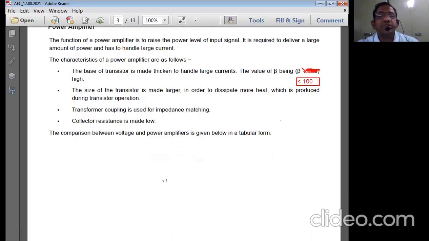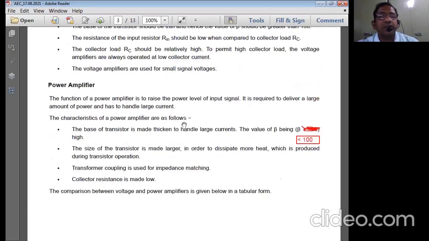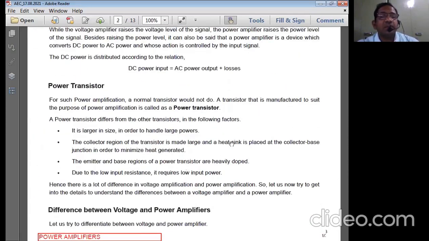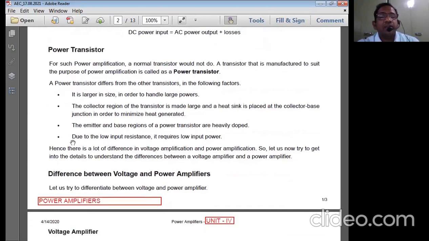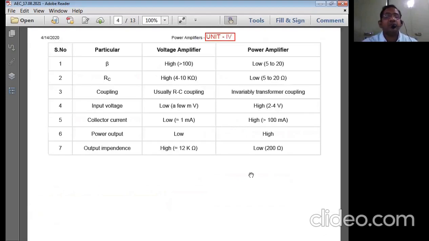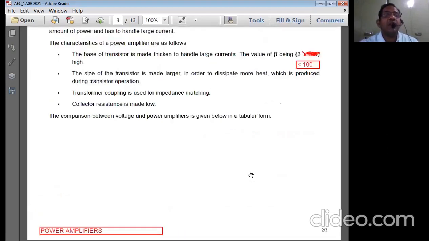So these are the basic characteristics of the power amplifier circuit. And there are some constructional features of the power amplifier. The size is going to be more, and the collector base has to be connected to the heat sinks. The doping level of the base-emitter junction should be highly doped in the case of power amplifiers, and it requires low input power. So these are the basic design constraints of a power amplifier circuit, and some of the characteristics we have just seen.